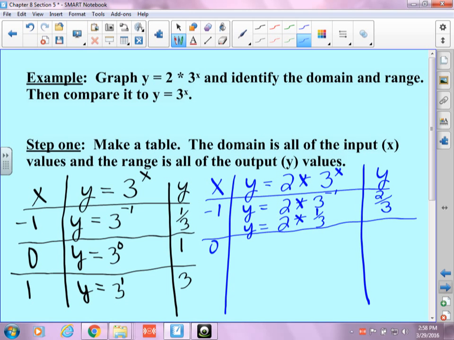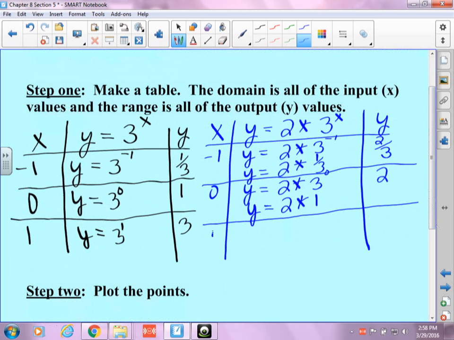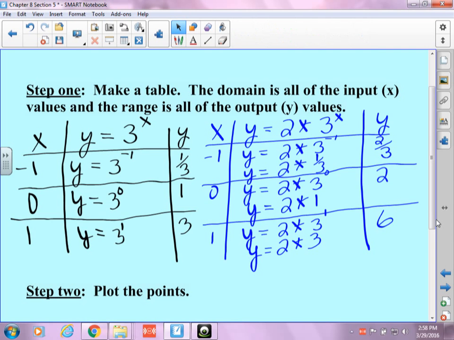I'm going to plug in 0. And then finally I'm going to plug in 1. So I've got both of my tables now, and what I'm going to do is plug this into my graph.